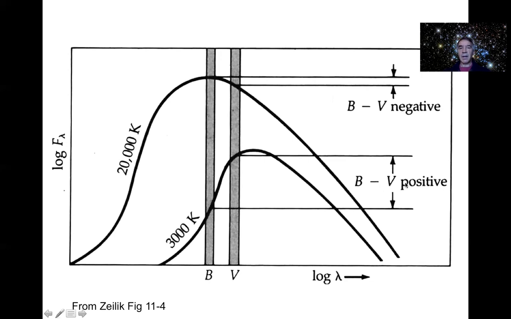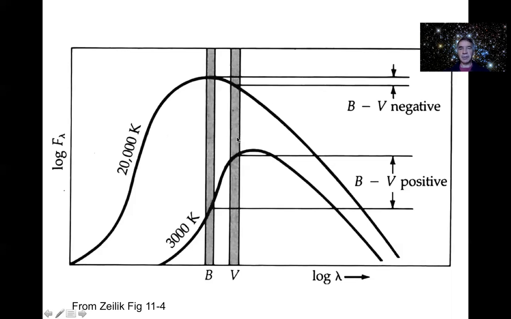So this is a graphical illustration of how this B minus V system works. Now, you need to be a little bit careful about this. I mentioned that B minus V equals 0 for Vega, when you've got a 10,000 Kelvin black body on here. But ask yourself the question: when B minus V is 0 for Vega, does it mean that the flux of B is the same as the flux at V? No. It doesn't mean that the flux ratio there is 1.